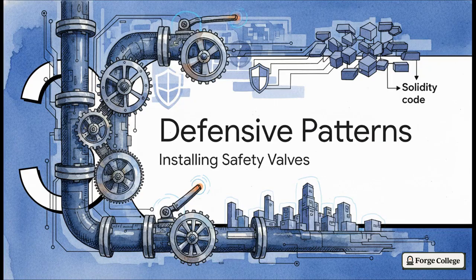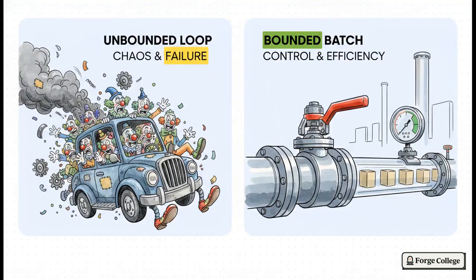Which naturally brings us to Section 3, adding defensive coding patterns. It's time to install our safety valves. You've got to see the difference here. That unbounded loop, that is our dangerous, endless clown car that severely risks an out-of-gas failure. But by contrasting this with bounded batch processing, which is just adding a super simple require statement to cap recipients at, say, 100, we instantly cap our gas usage. It makes the execution entirely predictable. This is absolutely crucial. It's the exact safety valve you need to keep the engine running smoothly, no matter what.